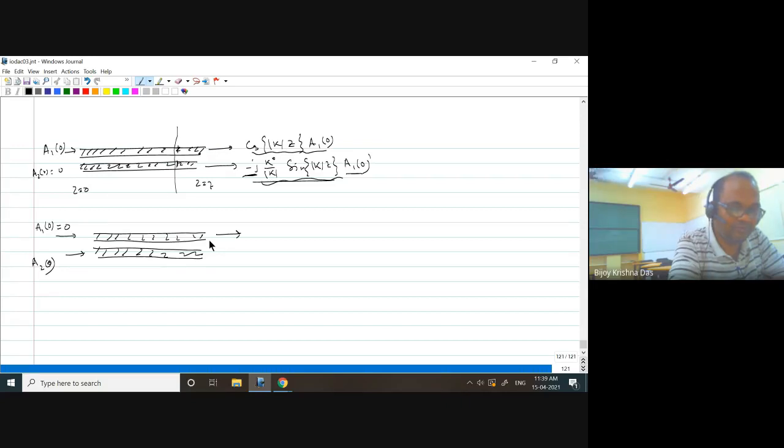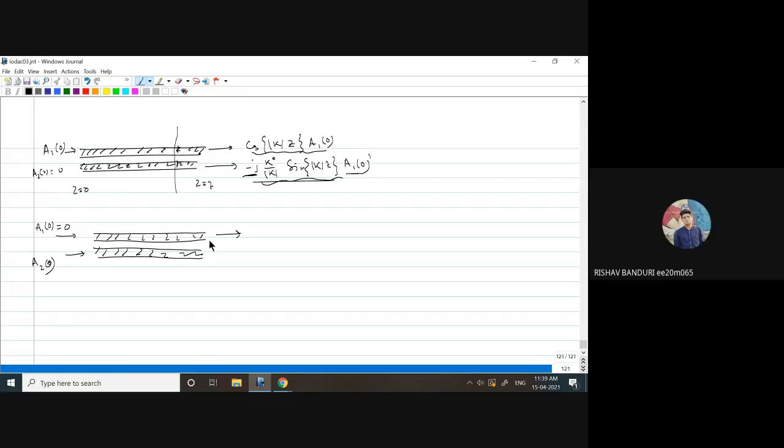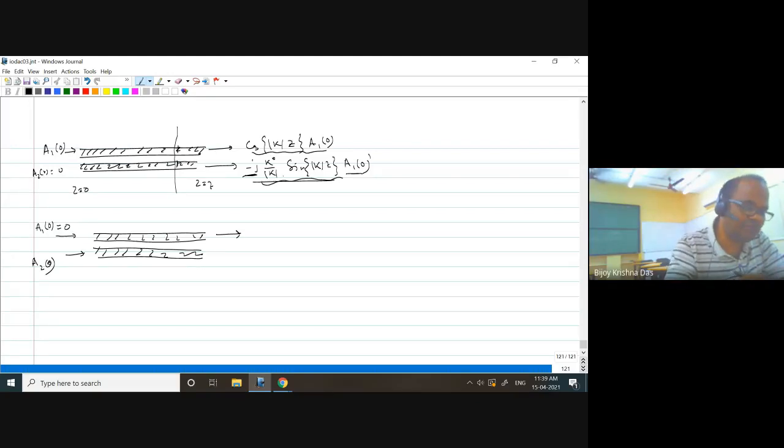What would be the value? Interchange with kappa becomes kappa, so it is the same situation. I am just considering waveguide 2 instead of waveguide 1 here. This one is the waveguide 1 now. So here will be minus j kappa star by kappa sine kappa z, and then A20, is it not?